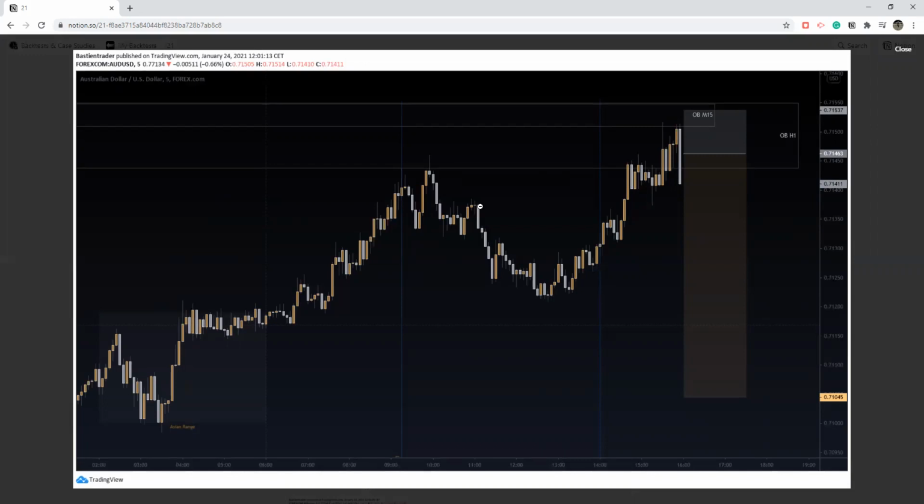Another break, possibly an entry right here. It started breaking structure, didn't get tapped. So yes, you didn't get an entry. And then the market strongly runs into the highs to tap into this OB and starts to shift.